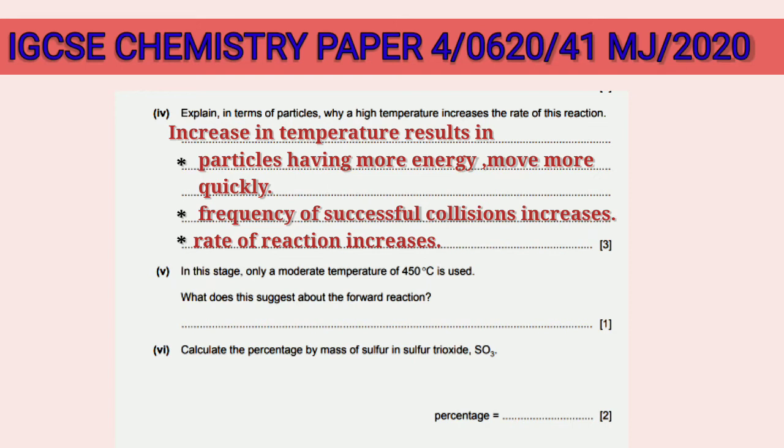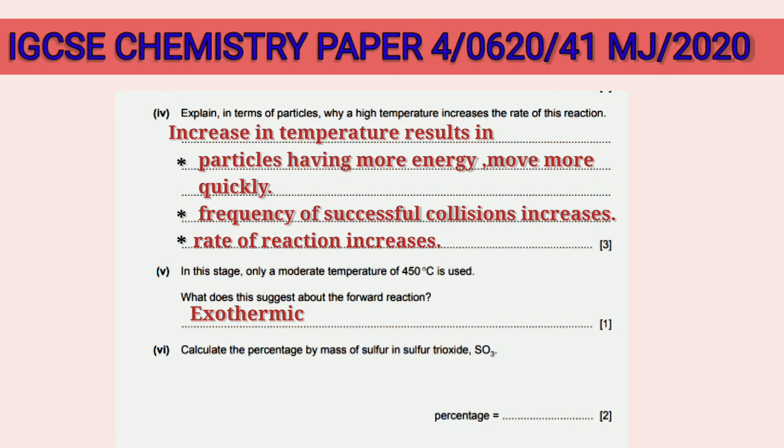Sub-question 5. In this stage, only a moderate temperature of 450 degrees Celsius is used. What does this suggest about the forward reaction? Use of moderate temperature in this stage indicates that the reaction is exothermic. Endothermic reaction is favored by high temperature.